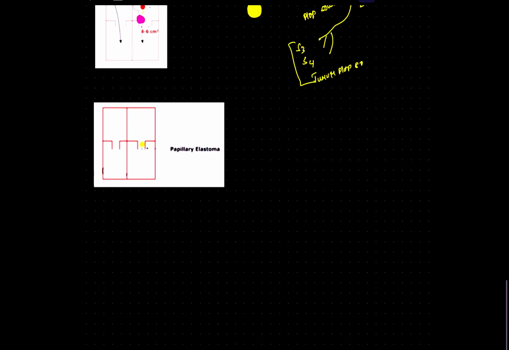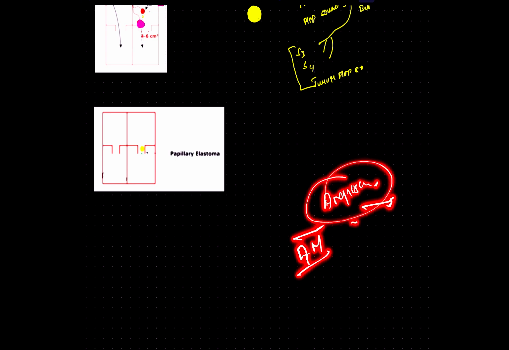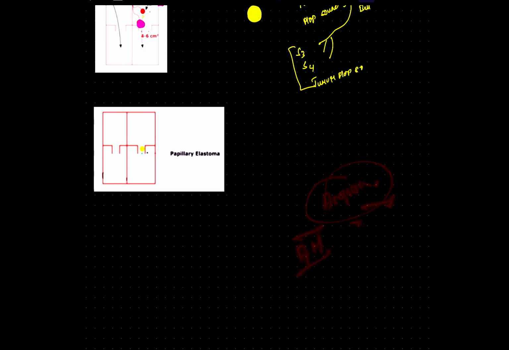Talking about the most common primary malignant tumor in adults, that is angiosarcoma, right? And talking about the most common benign tumor, we have already discussed that it is atrial myxoma. The most common primary malignant tumor in children is rhabdomyosarcoma, not angiosarcoma. So in pediatrics we mention rhabdomyosarcoma as the most common malignant tumor of the heart, whereas in adults the most common primary malignant tumor is angiosarcoma.